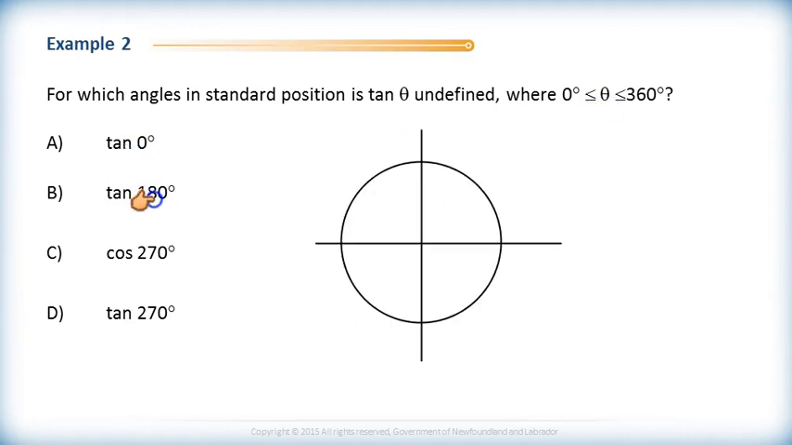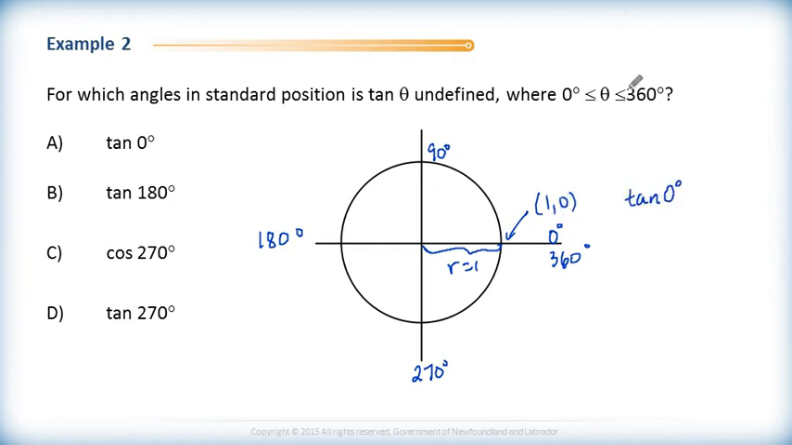All my options here involve quadrantal angles. The quadrantal angles are 0, 90, 180, 270, and back to 360. Now recall the radius of the unit circle is always 1 unit. So the coordinates at 0 degrees are 1 and 0. Tan of 0 degrees, remember tan of an angle, tan theta, is your y value over your x value. Our y value is 0, x value is 1, that's equal to 0, that's not undefined, that's good.